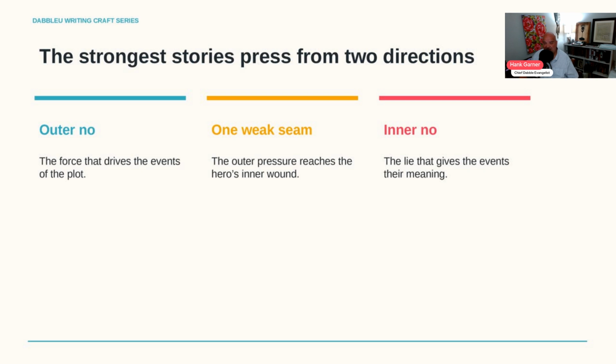The outer no should find the inner wound. The storm forces the proud climber to accept help. The system forces the lawyer to trust the client. The family's rejection forces the lover to decide whether belonging is worth becoming false. When the outer and inner antagonist are unrelated, a story can feel split. The hero defeats the external enemy, then pauses for a separate emotional lesson. But when they share the same pressure point, the climax can resolve plot and meaning in one choice.